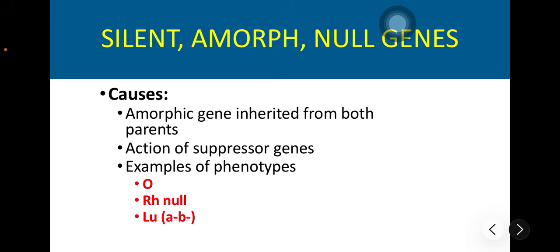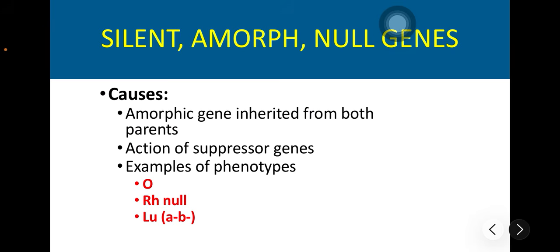Again, to further elaborate what is an amorph or a silent gene: an amorph or a silent gene is a unit of inheritance that does not produce a detectable antigen product on the red cell membrane. While the gene is physically present on the chromosome, it is non-functional because the resulting protein is either enzymatically inactive or not produced at all. When we talk about a null gene or a null phenotype, it occurs when an individual fails to express any antigens for a specific blood group system.